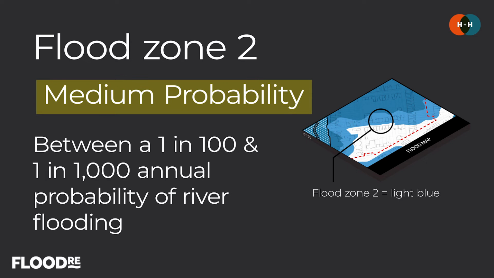Flood Zone 2 is medium probability and shown as light blue. This denotes land assessed as having between 1 in 100 and 1 in 1,000 annual probability of river flooding, or between 1 in 200 and 1 in 1,000 annual probability of flooding from the sea. Now, flood zone 3 is shown in dark blue.